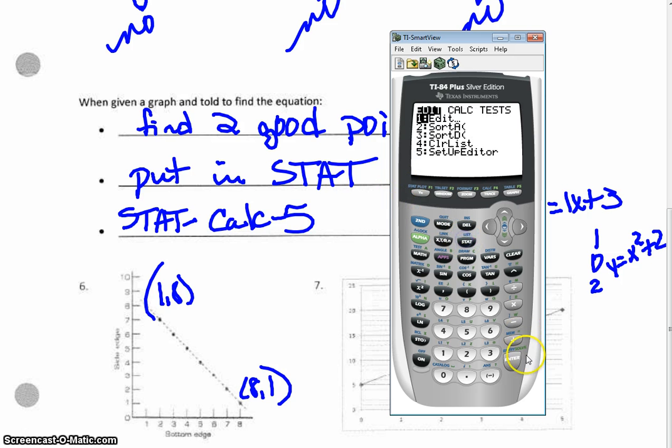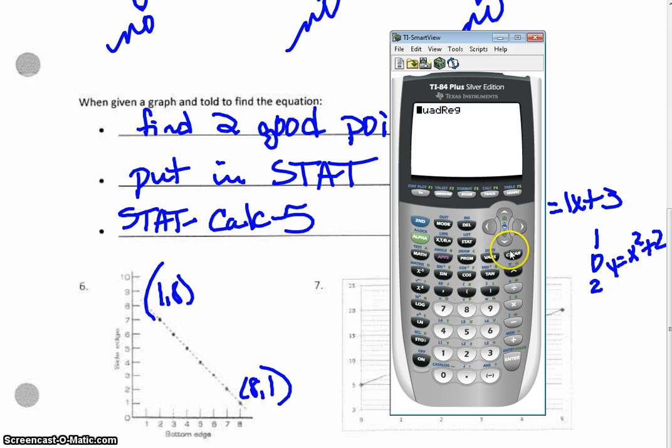So let's go back to stat, edit. 1, 8, 8, 1. Let's clear this out, stat, calc, 5, enter. There's something wrong with my stat. I think it has a blank line maybe. Stat calc 5. Still doesn't like it.